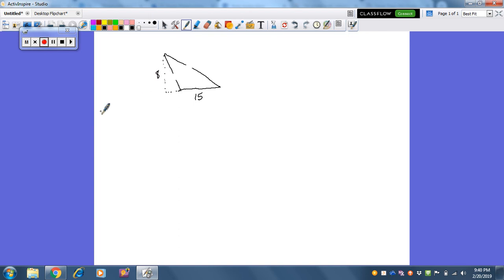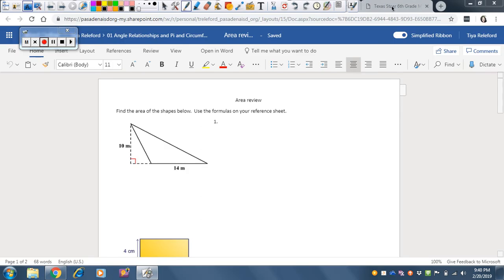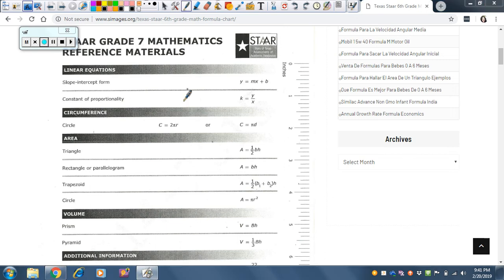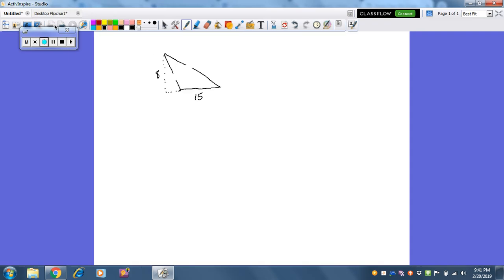Because when you use a triangle, it's important that when you measure the height, you measure straight up and down. If I was going to measure how tall I was, I certainly wouldn't stand sideways or lay down or lean up against a wall. I would stand up as straight as I could. So it's the same rule with the triangle. If you look at your reference chart, right there, you have area of a triangle, and it looks like this. That's what you're going to use to solve that problem.